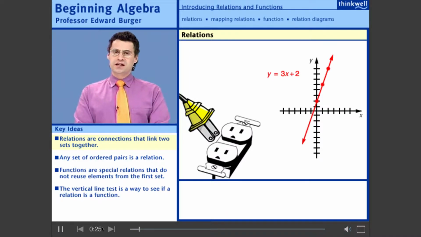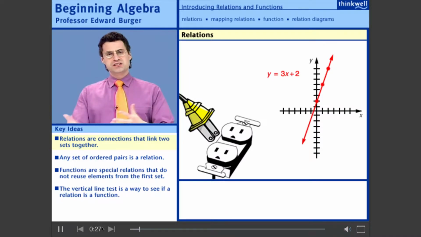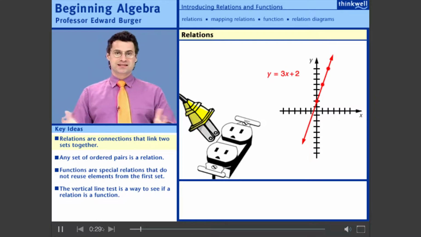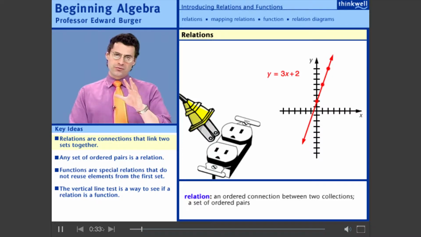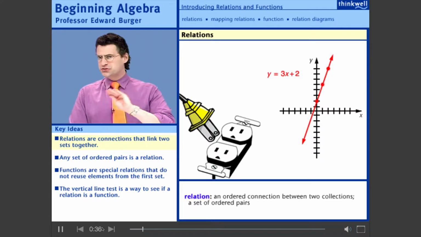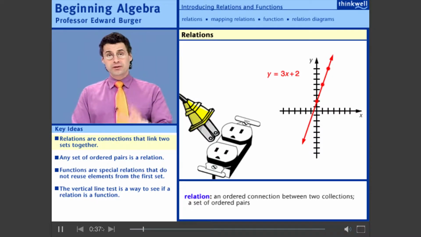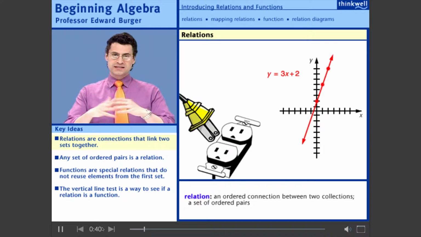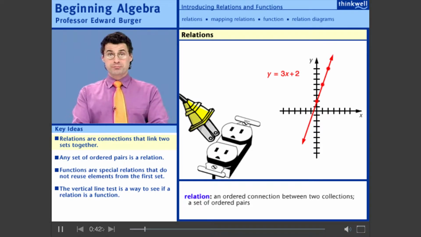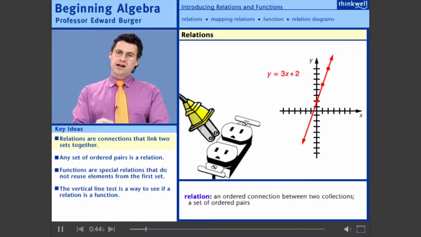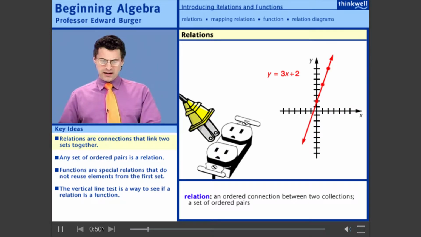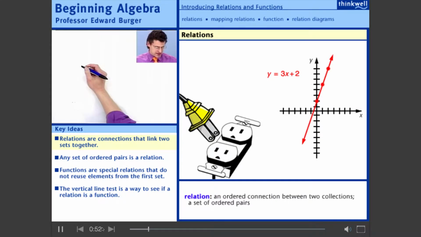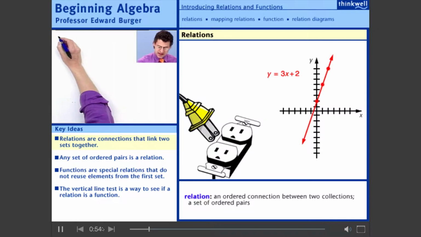And a relation is nothing more than basically connections between two classes or two collections of things. So really, when you think of a relation, which is a very abstract idea, we're really thinking of a set of ordered pairs. So I'm going to define to you what a relation is, first of all, in very abstract terms, and then take a look at some real examples of this. But a relation is really just a connection and therefore a set of ordered pairs.